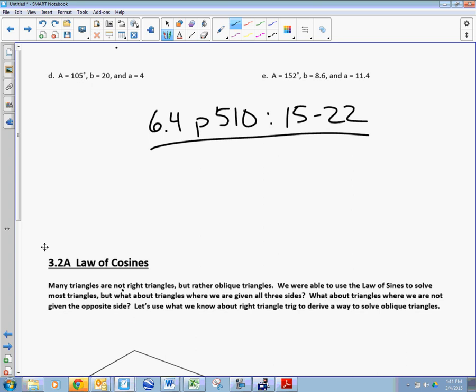Tomorrow we will not go to the bell. Tomorrow will be short. We'll do a checkpoint at the beginning, and then we'll do 2 examples. That's it.